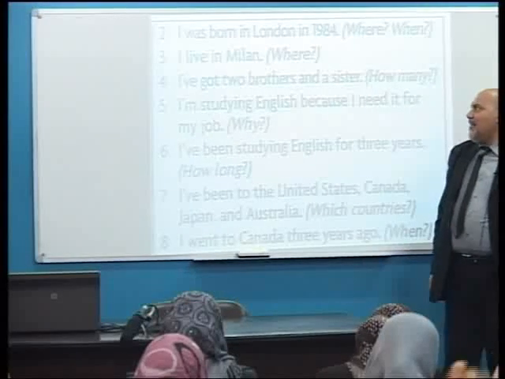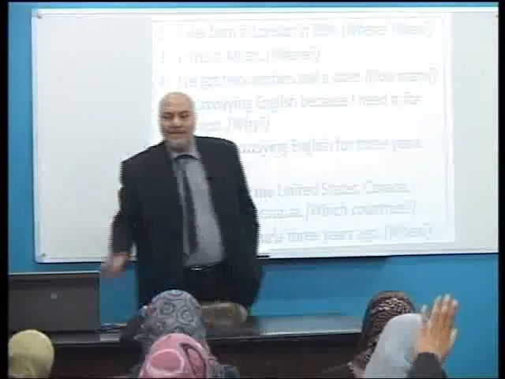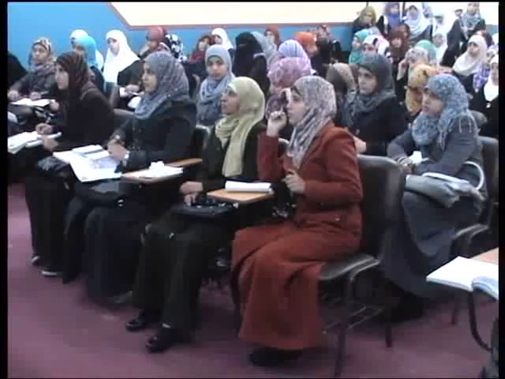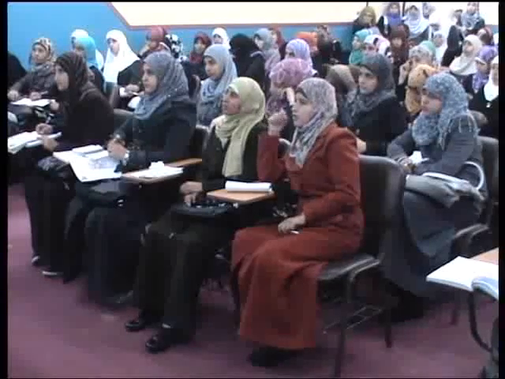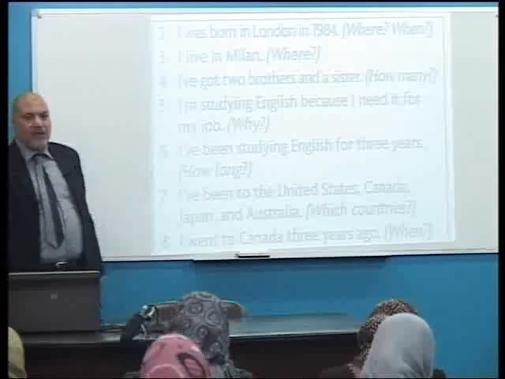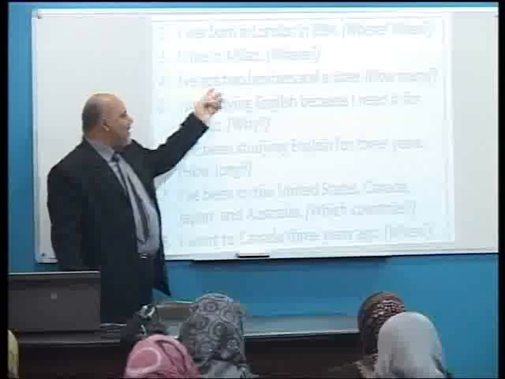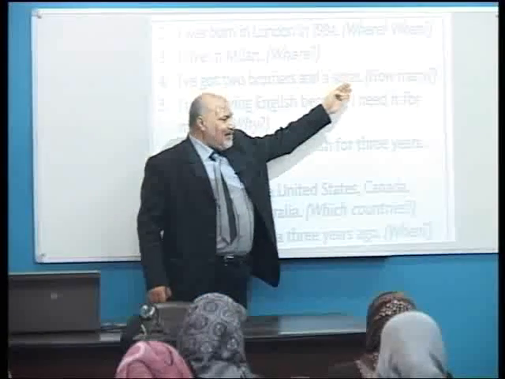Number 3, I live in Milan. Where do you live? I live in Palestine. I live in Gaza, etc. Number 4. How many brothers and sisters do you have? Have you got? Because I use have got, I say have you got. If I say have, do you have? How many brothers and sisters have you got?